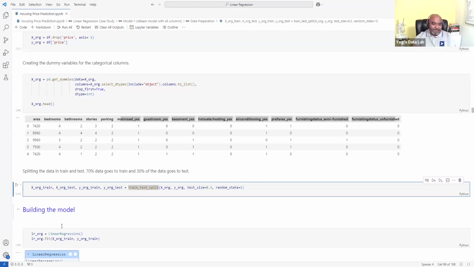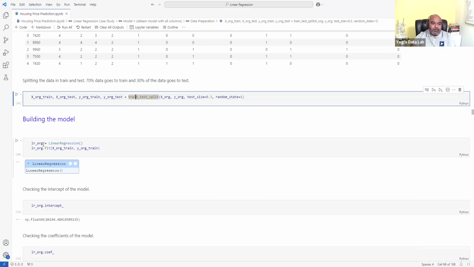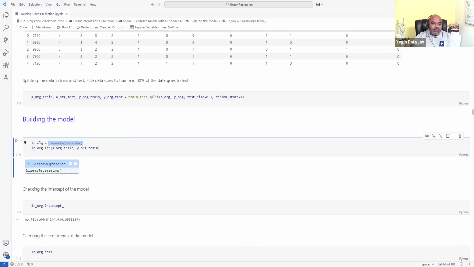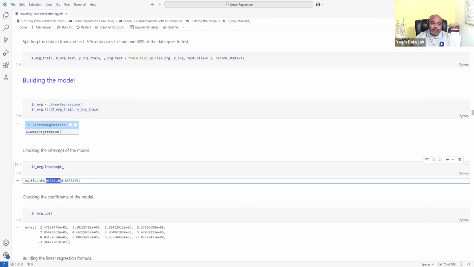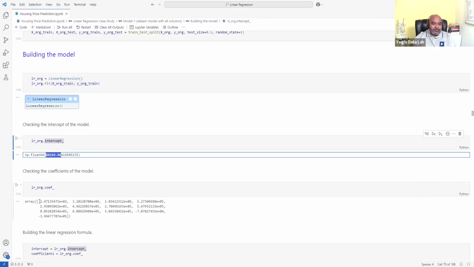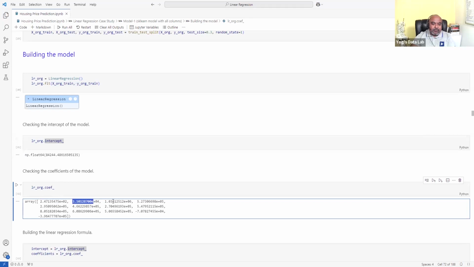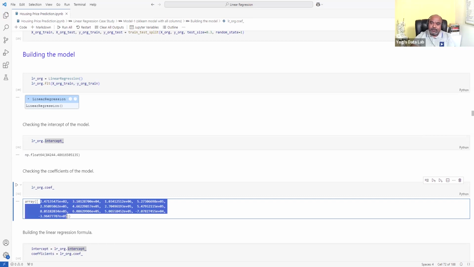And now I will build the model. So building the model, I have done linear regression and I have created an object here, and lr_org.fit on the train set. And this is the model. That's it. Now, if you look at the intercept, it shows that the intercept is 84,244.48. And the coefficients, which means this was your beta 0 intercept, beta 1, beta 2, beta 3, beta 4, and likewise, you'll have all your betas over here.